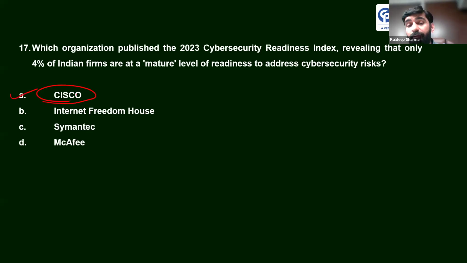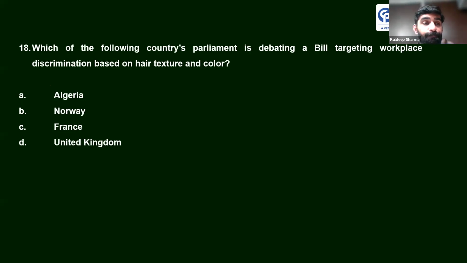So Cisco has come up with the Cybersecurity Readiness Index, wherein it has been reported that only 4% of Indian firms are at a mature level of readiness to address cybersecurity, which means we are very far behind. So if some cybersecurity attack happens at an Indian company, then most probably you and I are going to lose our personal data from it. So now let's move to the next question.